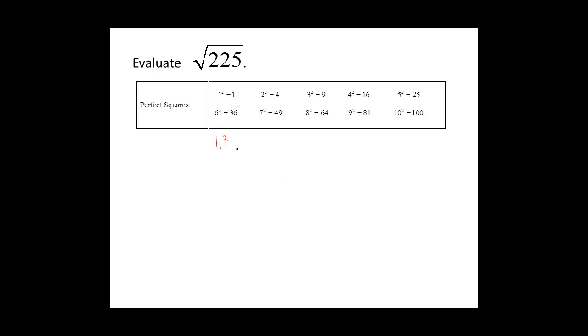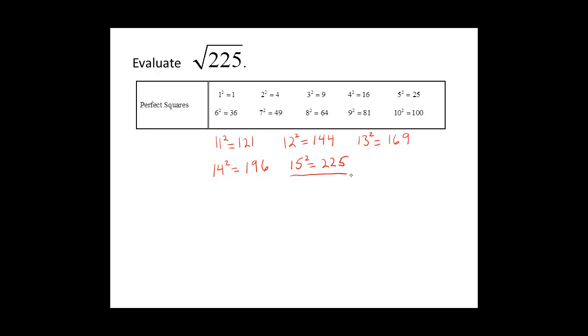What is 11 squared? You would do 11 times 11 on your calculator and get 121. How about 12 squared? 12 times 12 is 144. 13 squared is equal to 13 times 13, which is 169. 14 squared is equal to 14 times 14, which is 196. 15 squared is equal to 15 times 15, which is 225.